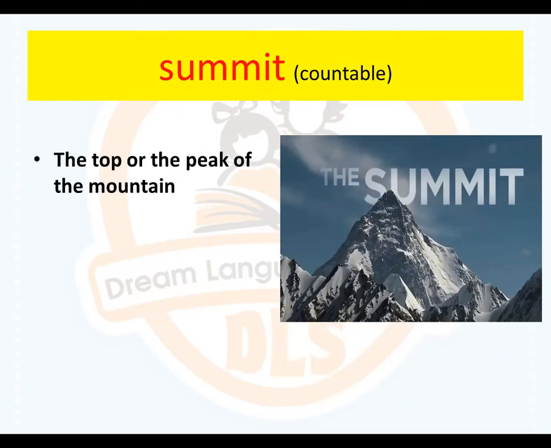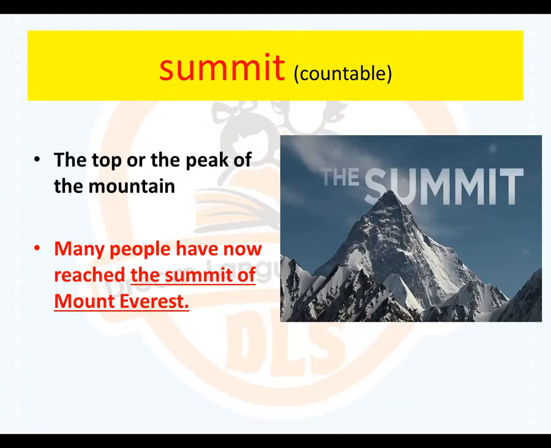Summit. Summit is the top or the peak of the mountain. For example, many people have now reached the summit of Mount Everest.